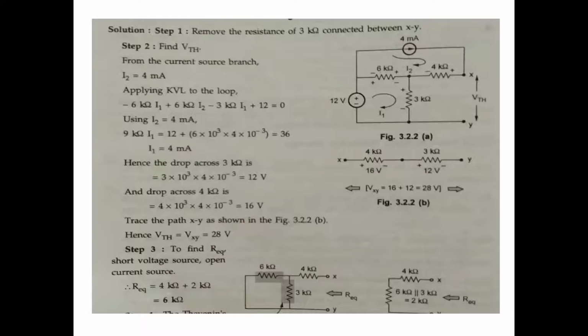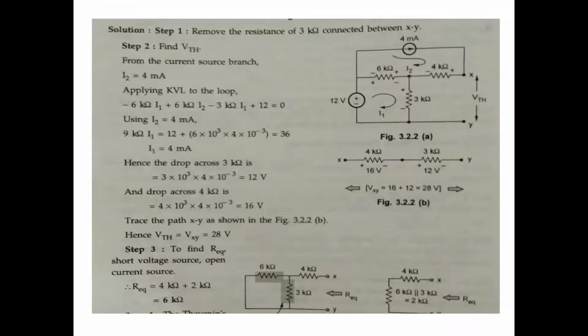Hence, the drop across the 3 kilo ohm is V equals I into R. What is I? 4. What is R? 3. So 3 kilo ohm into 4 milliamps. The 10 raised to 3 and 10 raised to minus 3 cancel, remaining 3 into 4, which is 12 volts.